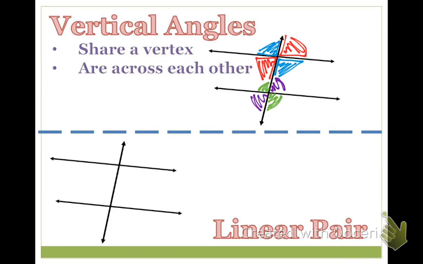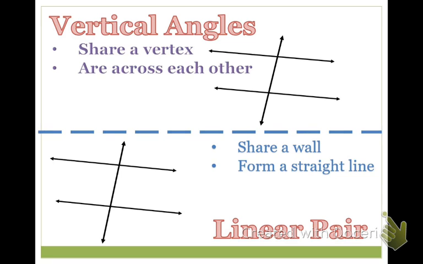We have linear pairs. This one is actually harder for you to draw because linear pairs, they are upside down T's. So here's the thing. They share a wall, they form a straight line. You have heard this before, but also, oops, sorry.